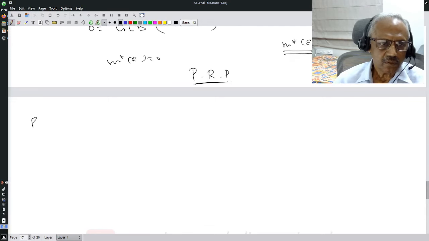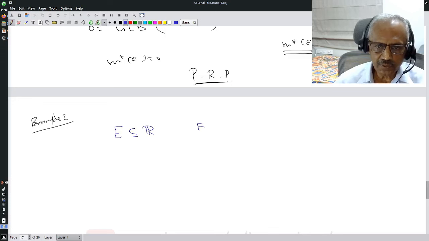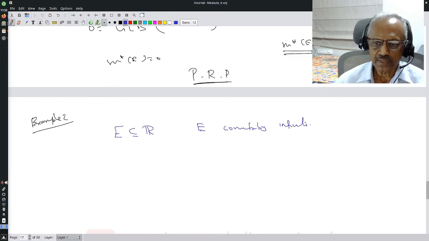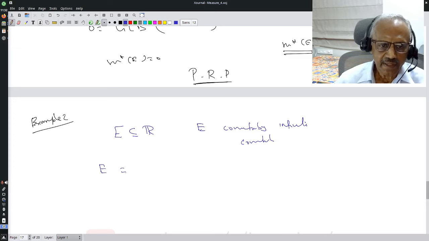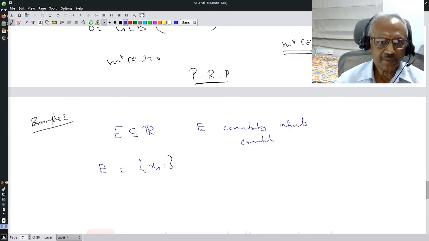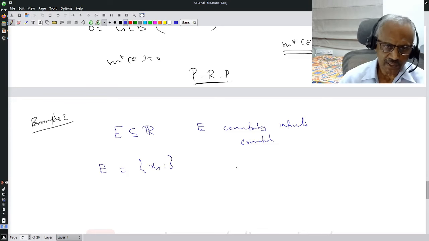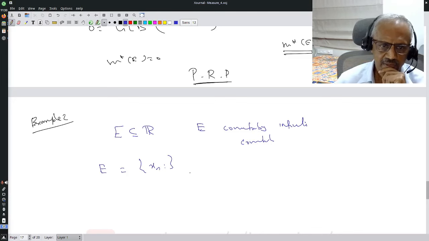So, we will look at a second example, which actually hikes it up. Now, suppose E is a subset of R, and E is countable. If you want, countably infinite. It could also be finite, but let us look at it. Just countable is good enough. So, let me write E as {x_n}. This n may be finite, it may vary over only finitely many numbers, or it may be all of the natural numbers. That's why it is countable, right?